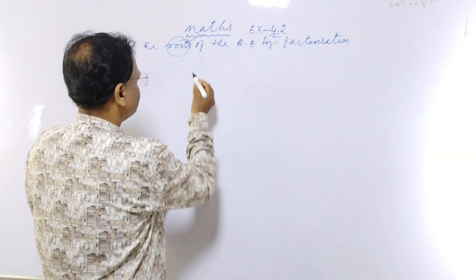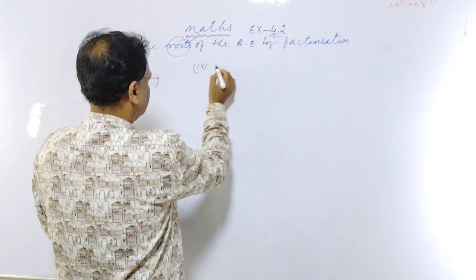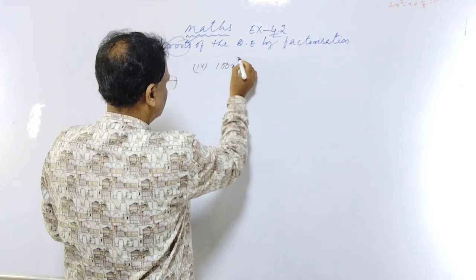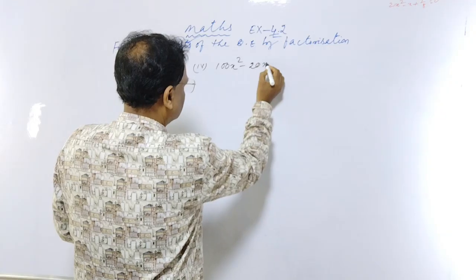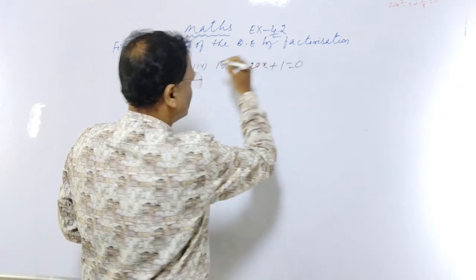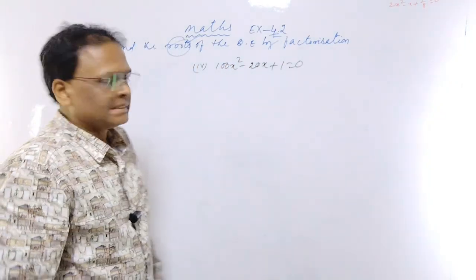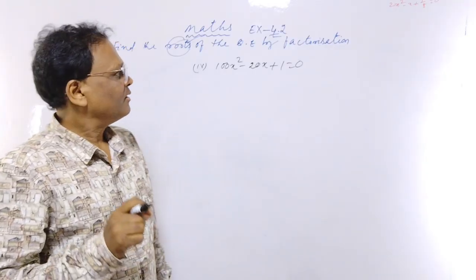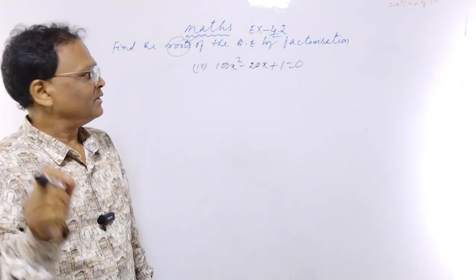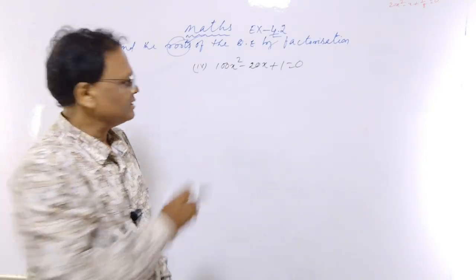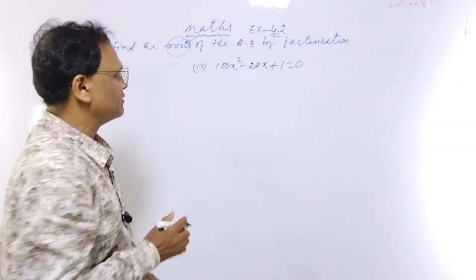Fourth one. That is 100x square minus 20x plus 1 equals to 0. This is the last quadratic equation from where I have to find the roots. This is the last one in which we find roots.